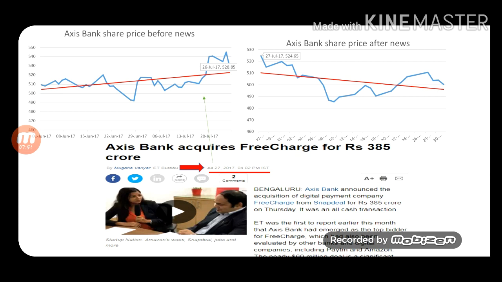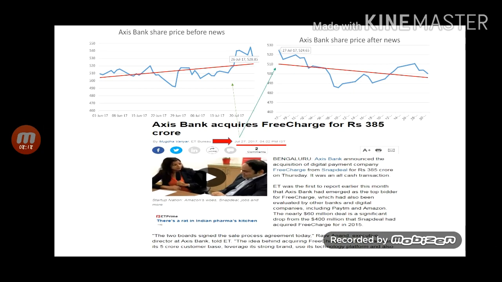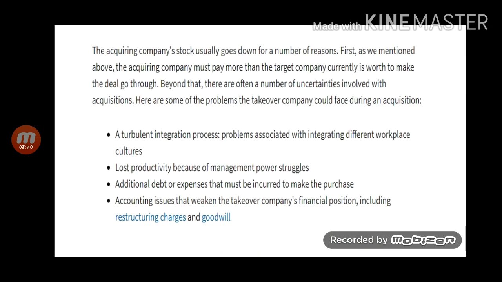So we can see that the share price of Axis Bank was increasing before the news came, but started decreasing after the news came. But we need to do some research on whether this happens to other companies also. This is one screenshot I have shown you to give an example. So let us see what the other consequences of this acquisition are.